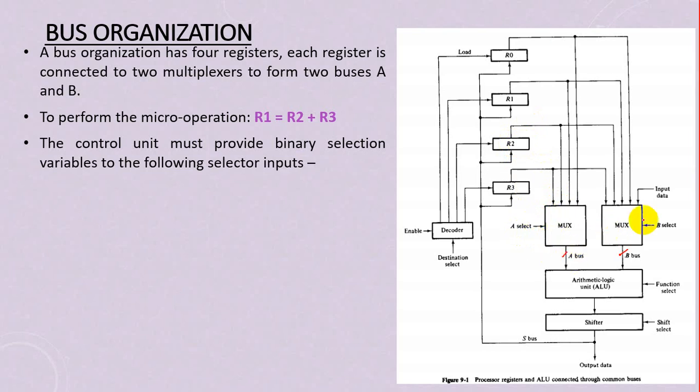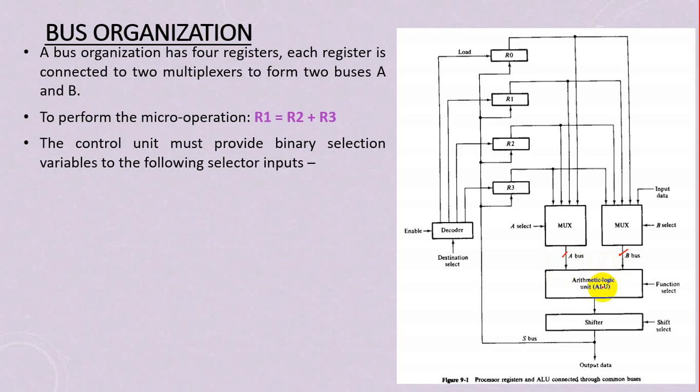Again, by using the selection pins generated by the control signal, we select register R3 and it comes through the B bus to the ALU. So the A bus holds the data A that comes from register R2, and the B bus holds the data B that comes from register R3. These are the 2 data items that are input to the arithmetic logic unit.